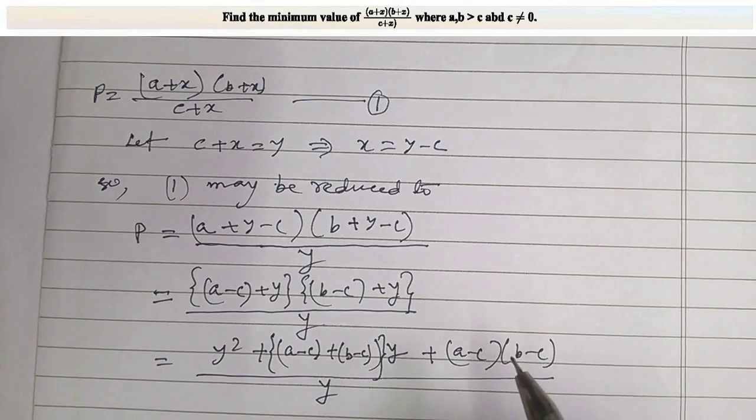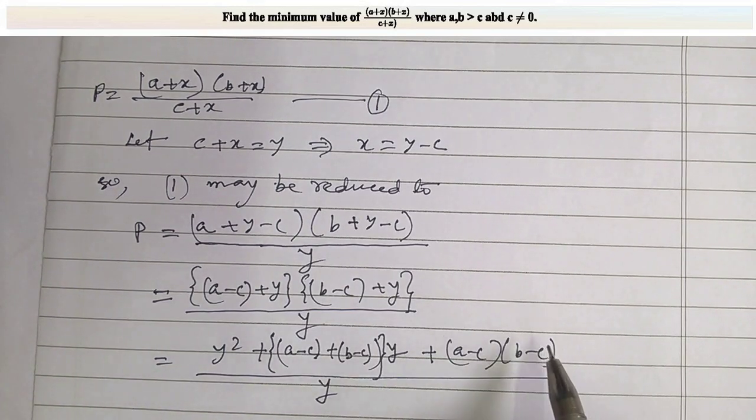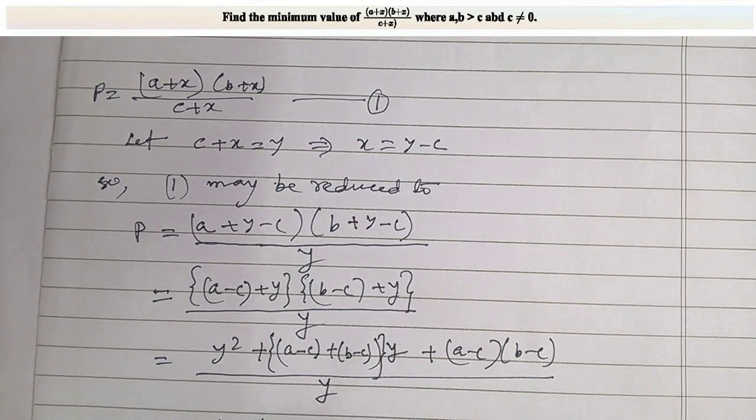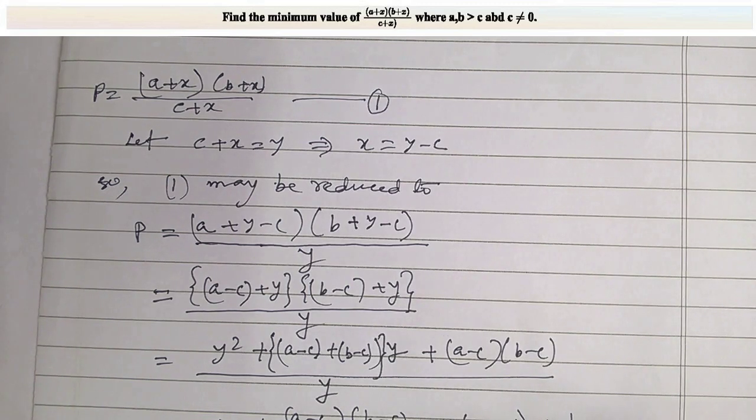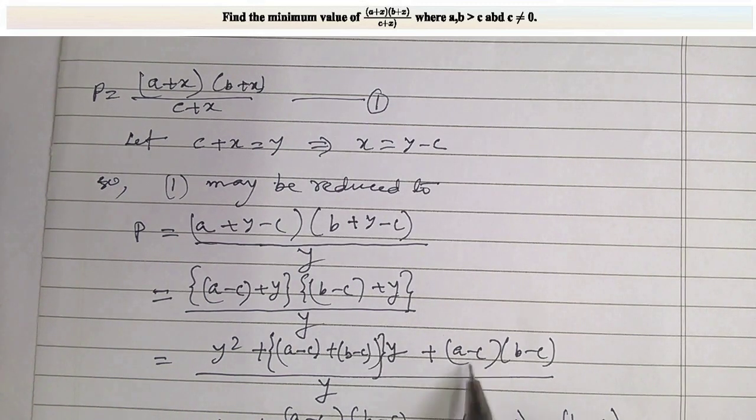Now divide each term of the numerator by y. So y plus, first writing this. It is obvious why this is written first before that, because this term contains y, and this term contains y.